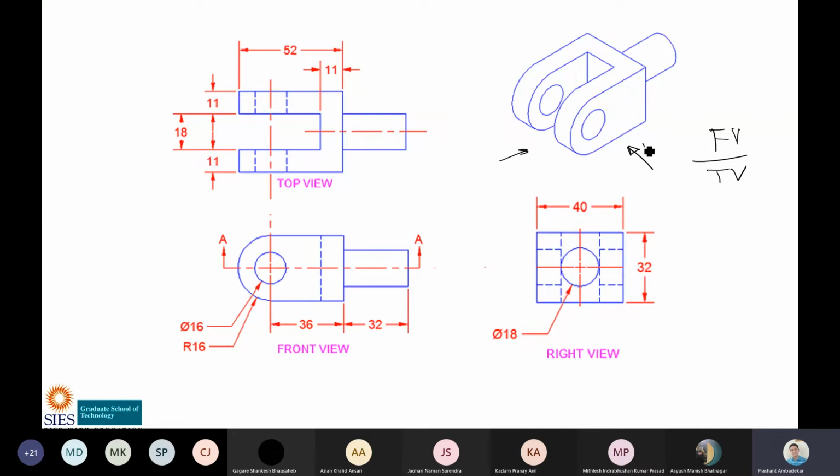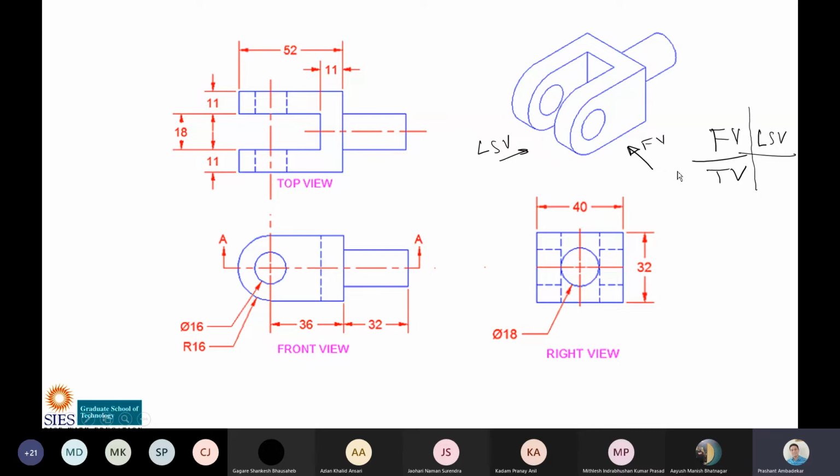This is which side view? This is front view. This is which side view? Left side view. Where the left side view will come? Here, left side view. So your positions of views should be like this. If you have not drawn it like this, then you have made a mistake. Your position of view should be like this.